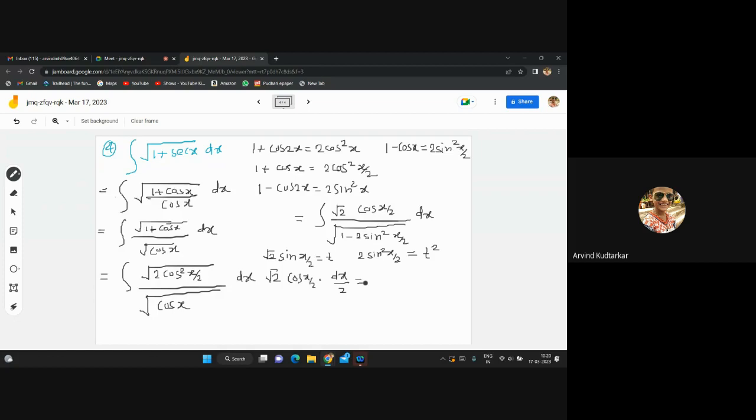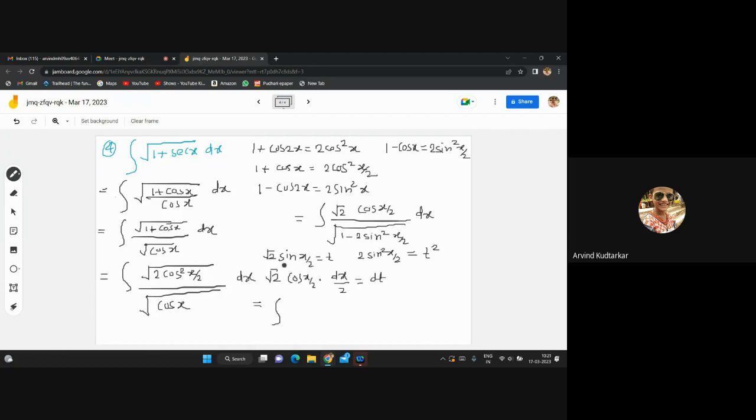They remain only, yes. So root of 2 into cos of x by 2 dx, that is already here. Their value is root of 2 into dt. So substitute this value in this place.